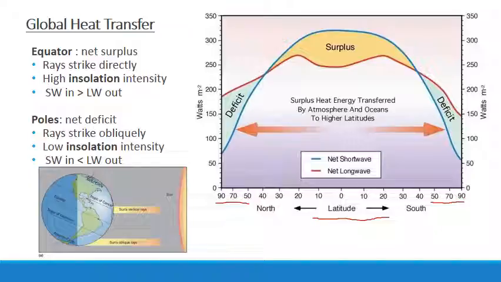Without some way to even out that regional imbalance, the poles would keep getting colder and colder, and the tropical zone would keep getting warmer and warmer. Oceanic and atmospheric circulation minimize that imbalance, but that difference in energy balance is an important component in the development of ice ages on Earth, for example.